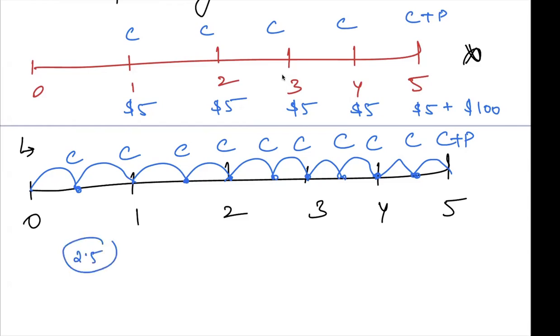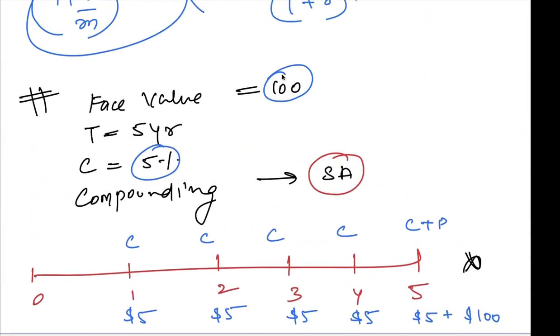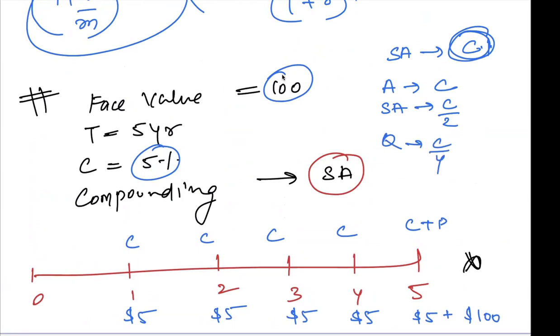So you might be thinking, but the coupon we calculated was 5, right? Always remember that when we have semi-annual compounding, the coupon also gets affected. If it's annual compounding, it will remain the same. If it's semi-annual, it will become C by 2. If it's quarterly, it will become C by 4. If it's monthly, it will become C by 12.